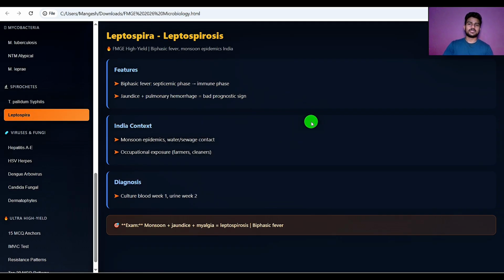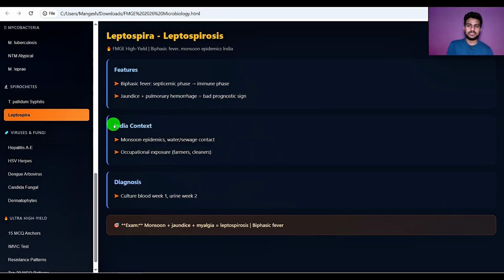In leptospira or leptospirosis, the features that are basically involved in this condition are biphasic fever. Biphasic fever means the fever peaks at 2 different intervals, but at the fixed interval. The next is about jaundice, which is there along with the pulmonary hemorrhage. So the prognosis directly becomes bad. Logically, it is a bad prognosis because there is a pulmonary hemorrhage along with jaundice. So this is not a thing that is good for patient, and it is difficult to treat. That's why it is a bad prognostic sign.